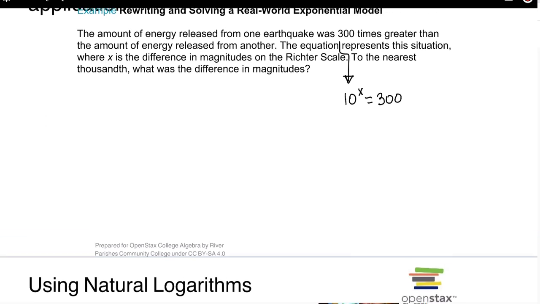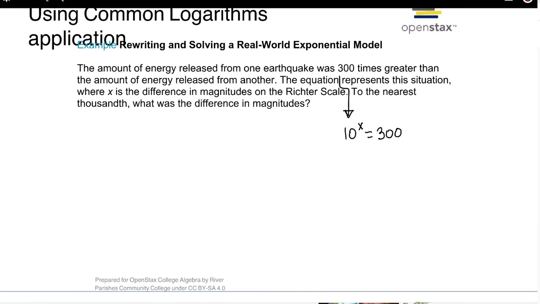All right, so let's look at this application problem. It says the amount of energy released from one earthquake was 300 times greater than the amount of energy released from another. The equation 10 to the x equals 300 represents this situation, where x is the difference in magnitude on the Richter scale. To the nearest thousandths, what is the difference in magnitude?